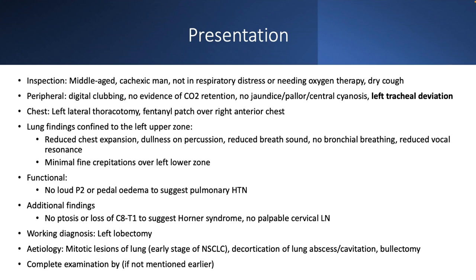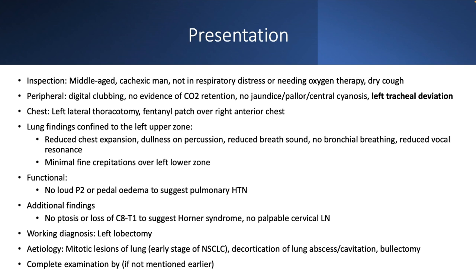He has a dry cough. On peripheral examination, there is digital clubbing, no signs of CO2 retention, and no jaundice, pallor, or cyanosis. He has a trachea deviated to the left side. Over the chest examination, I noticed there's a left lateral thoracotomy scar, as well as a fentanyl patch over the right anterior chest.